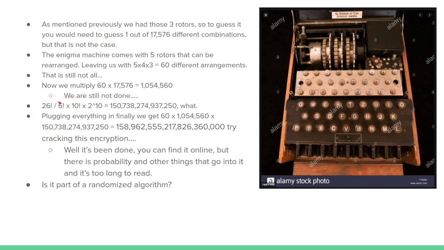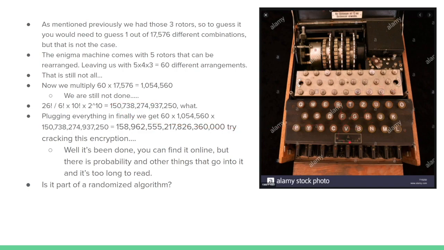Basically, you have 26 factorial divided by 6 factorial times 10 factorial times 2 to the power of 10, which equates to 150,738,274,937,250 different combinations. So that's just with everything so far, with all the letters, all the rotors, and the different arrangements for the rotors themselves.